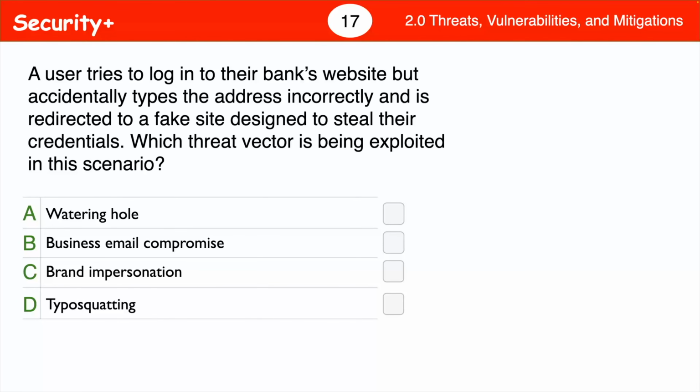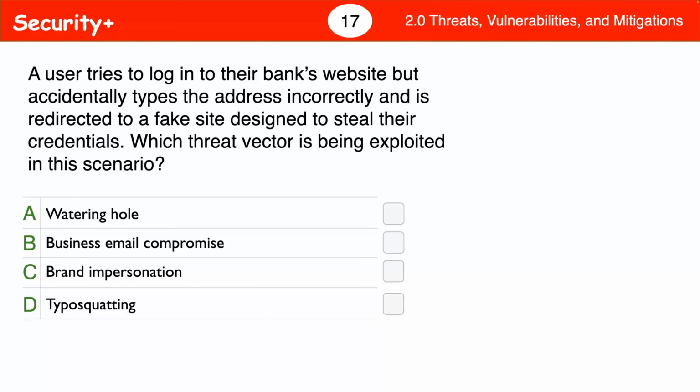Question 17. A user tries to log into their bank's website but accidentally types the address incorrectly and is redirected to a fake site designed to steal their credentials. Which threat vector is being exploited in this scenario? A, watering hole. B, business email compromise. C, brand impersonation. Or D, typo squatting.